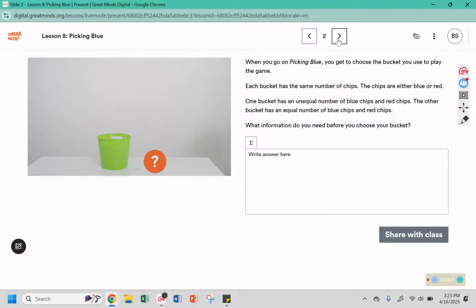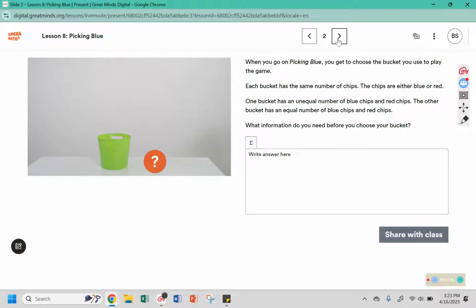When you go on Picking Blue, you get to choose the bucket you use to play the game. Each bucket has the same number of chips. The chips are either blue or red. One bucket has an unequal number of blue chips and red chips, and the other bucket has an equal number of blue chips and red chips.